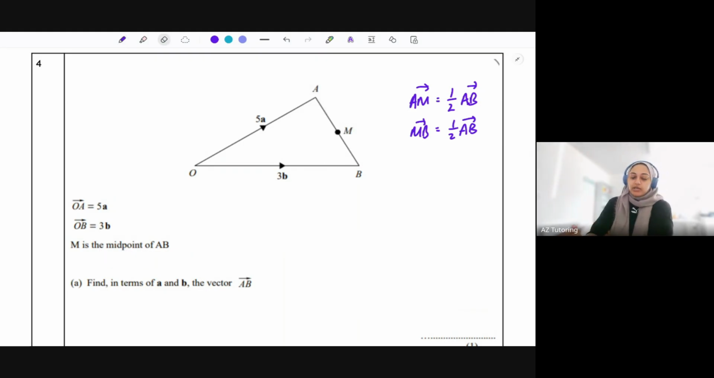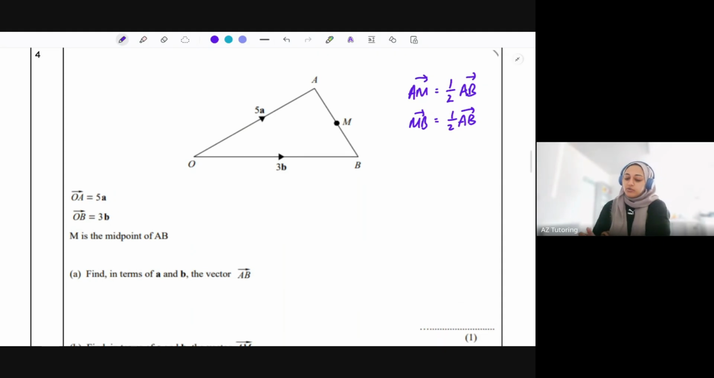It's always worth breaking down these questions as you're reading them. Don't read all of it and then try to answer the question, so you understand what's going on. So M is the middle. Find in terms of A and B vector AB. So how do I get from A to B? Well, I could go down this path. I could go AO and then I could go OB. So let's go down that path. So I could go for AB. I'm going to go AO and then I'm going to go OB.